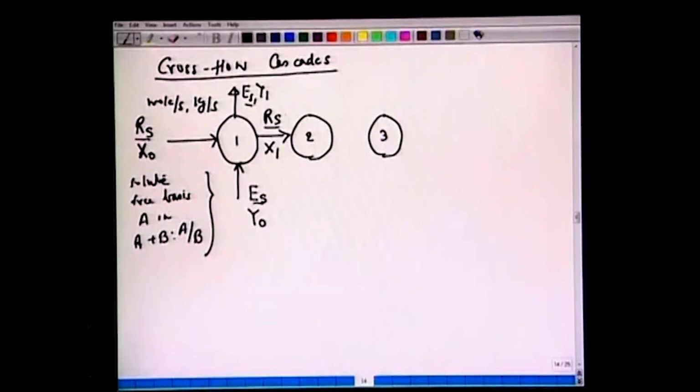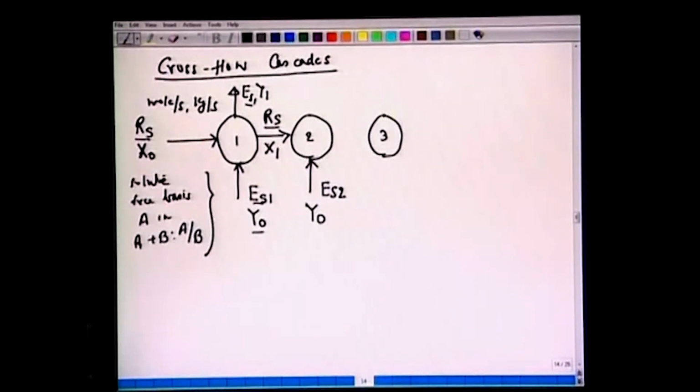Now, this stream Rs with the mole fraction x1 is again brought in contact with the second stream, say with flow rate Es2 here. So, we can write Es1 here, and this has the same mole fraction as earlier, y0, for simplicity.